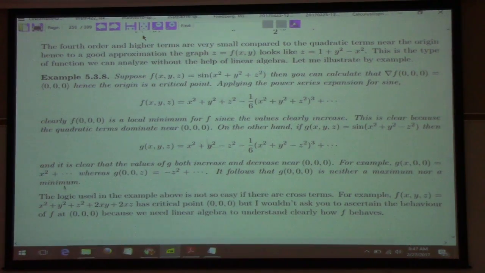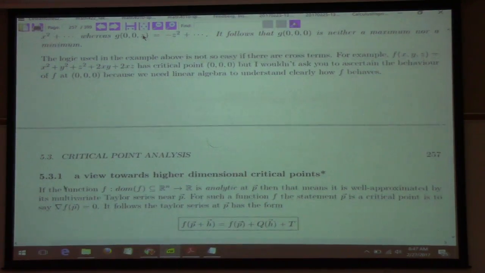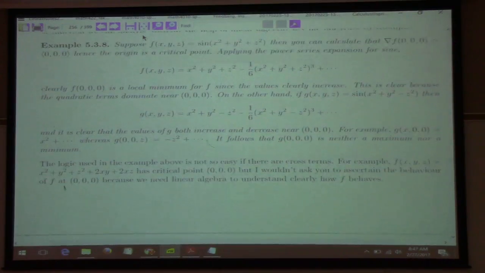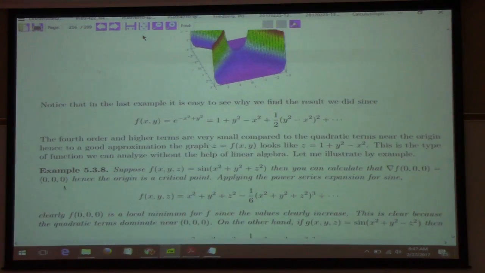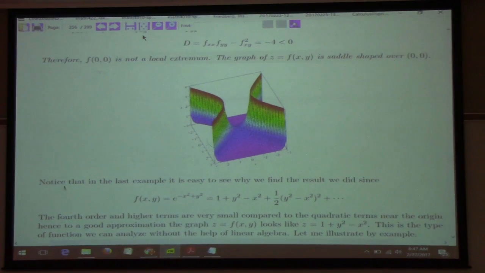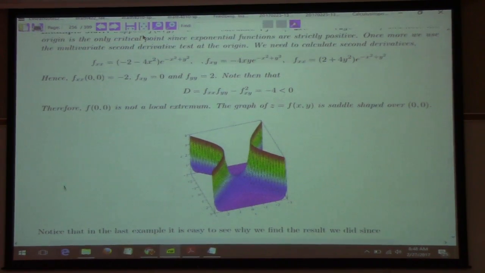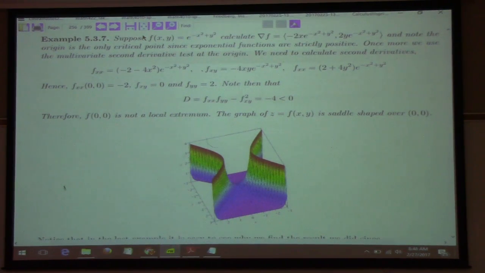Let's see here if I have one that's not a local minimum. I think I skipped over my other easy example. This one. This one would fail. This one would not. I think this one doesn't. Does this one work for my Hessian? Let's see here. Oh, it does. We get D is negative, so it's a saddle.